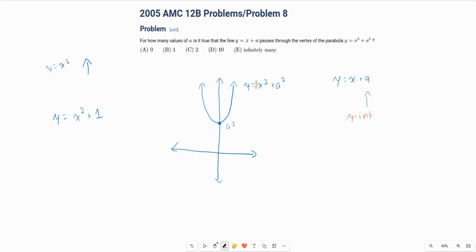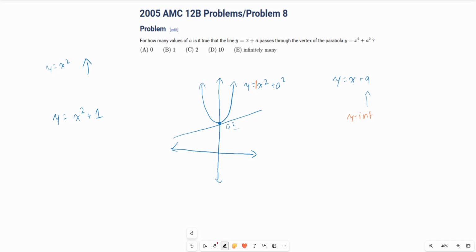Okay, so now that we know that it's an upward opening parabola and we want a line to intersect it, and the y-intercept has to be a squared, and both the y-intercepts are a squared, that means we know that the y value of the intersection is equal to a squared.